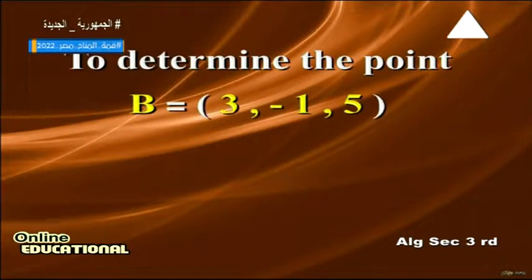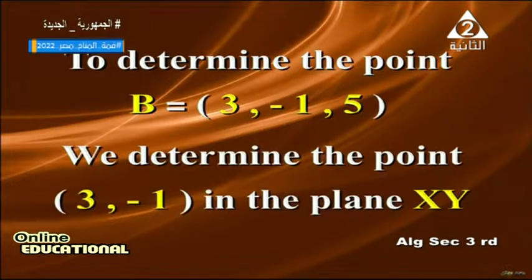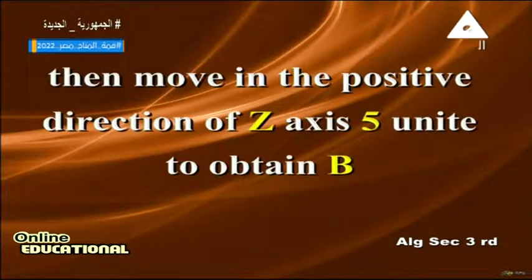To determine the point (3, -1, 5), we determine (3, -1) in the xy plane, and move 5 parallel to the z-axis. Move in the positive direction of the z-axis 5 units to obtain B.